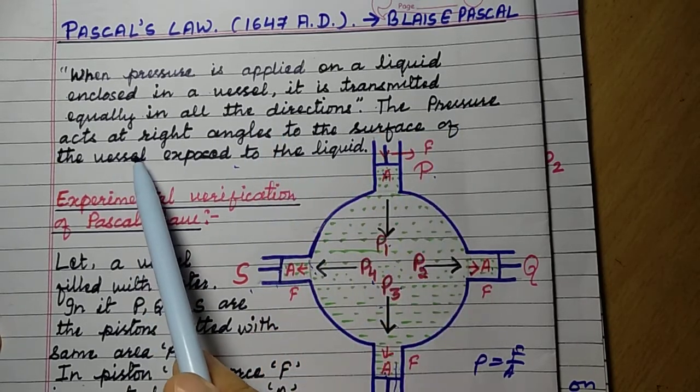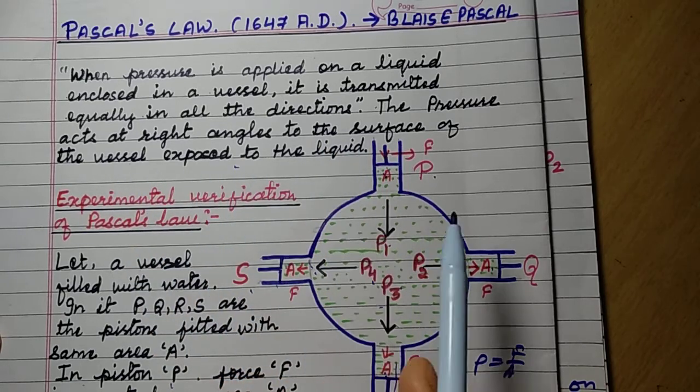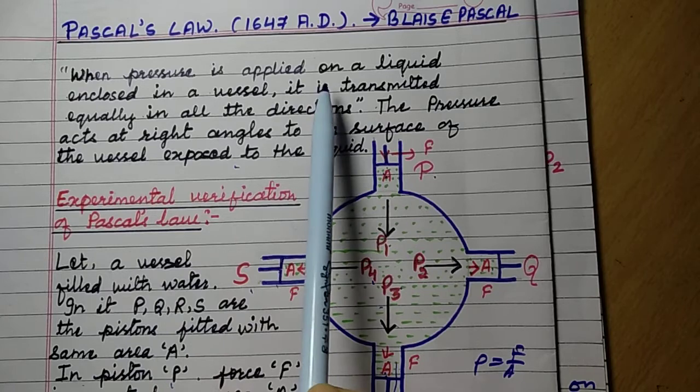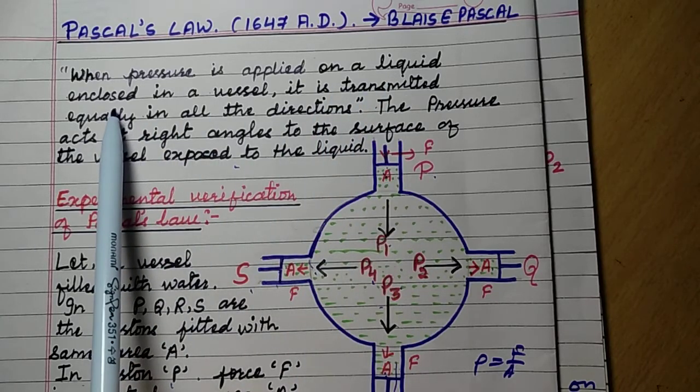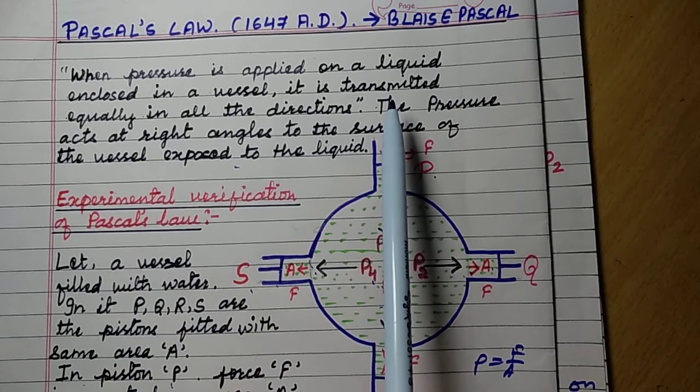The pressure acts at right angles to the surface of the vessel exposed to the liquid. Pressure is always acting at the right angle to the surface of the vessel. Okay, so when pressure is applied on a liquid enclosed in a vessel, it is transmitted equally in all the directions.